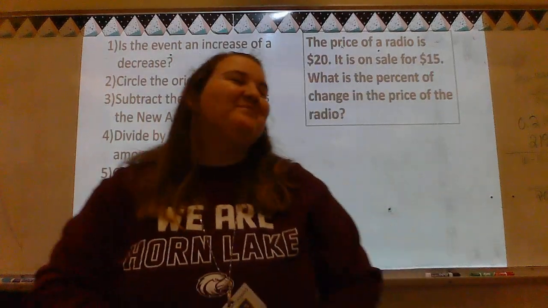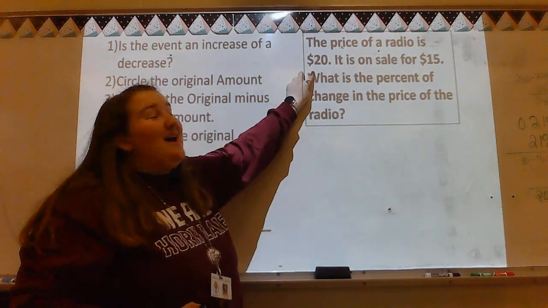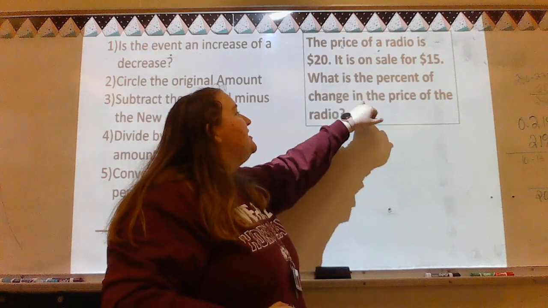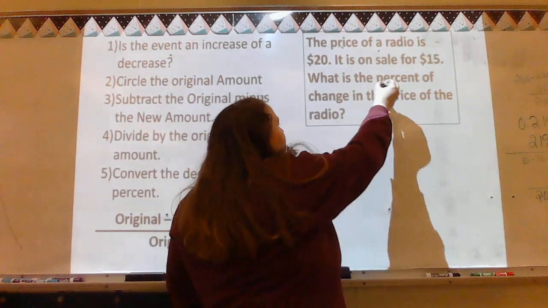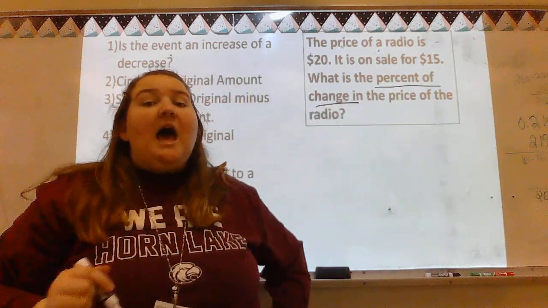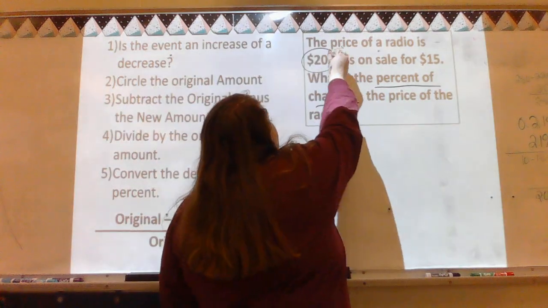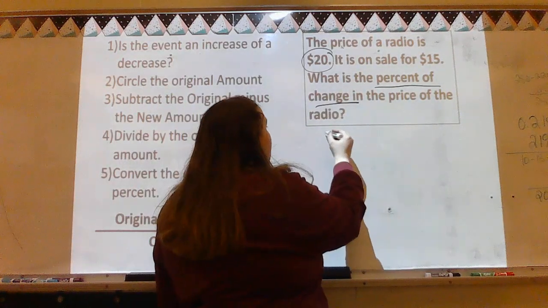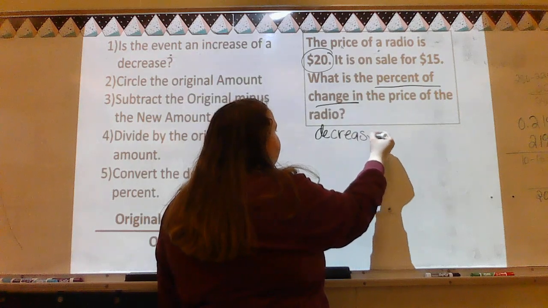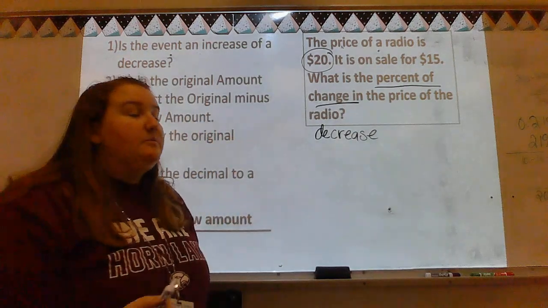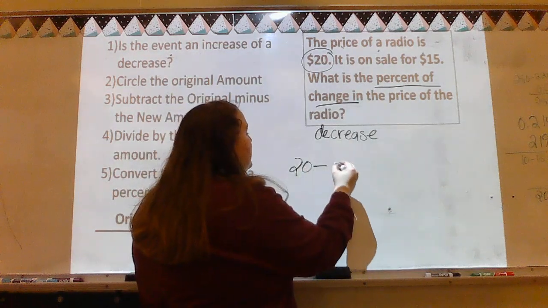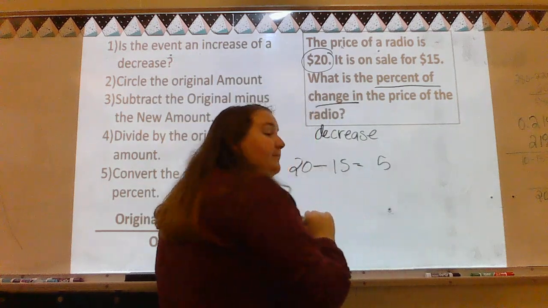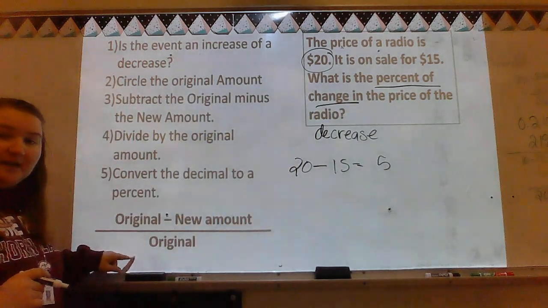Last example. The price of a radio is $20. It is on sale for $15. What is the percent of change in the price of the radio? So, percent of change, that's the type of problem. I'm going to circle my original amount, and I'm going to ask, did I go down or did I go up? I went down, so this is a decrease. Then I'm going to subtract original minus my new one. So 20 minus 15 is 5.